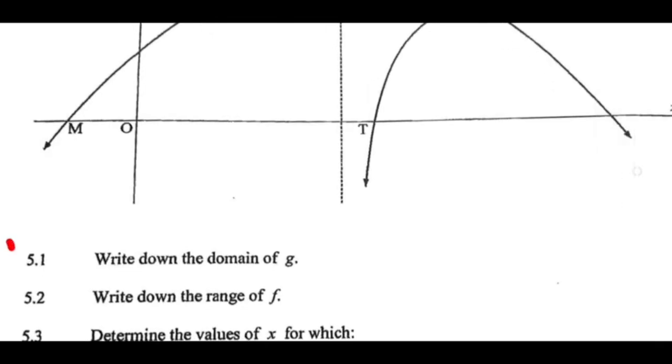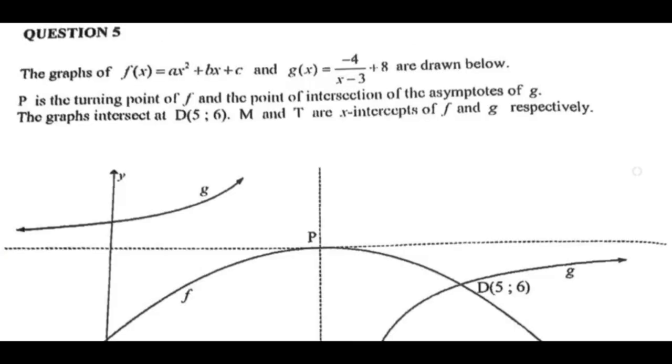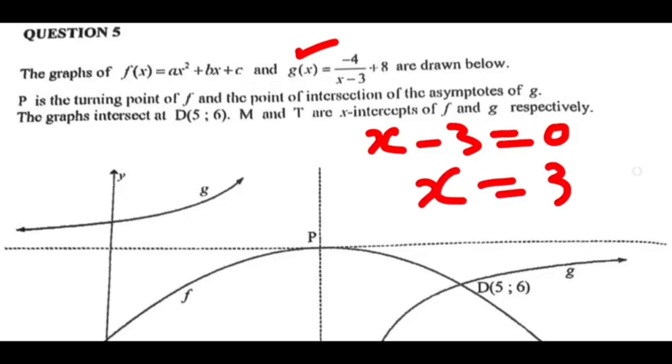So the first question he asked, 5.1, write down the domain of g. This is an easy question. The domain of g of x equal to negative 4 over x negative 3 plus 8 is all real numbers except for the value of x that makes the denominator 0. So setting the denominator to 0, we get x negative 3 equal to 0, so x is going to be equal to positive 3. So therefore the domain is all real numbers except 3.